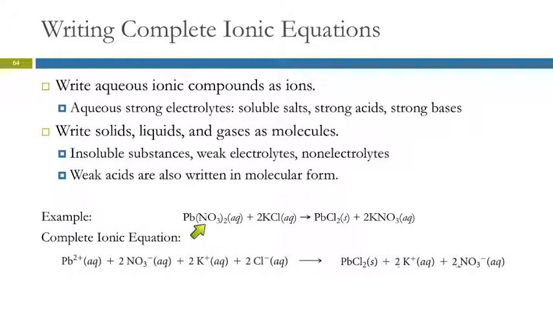So here's an example. Lead-2 nitrate plus potassium chloride yielding lead-2 chloride and potassium nitrate. The lead-2 chloride here is insoluble, because lead-2 is one of the exceptions to chloride compounds being soluble. So the lead-2 nitrate is an aqueous ionic compound, so we're going to write it as the individual ions. We've got Pb2+, and there's 2 of the nitrate ions. One of these, when it comes apart into ions, gives us 2 individual nitrate ions.